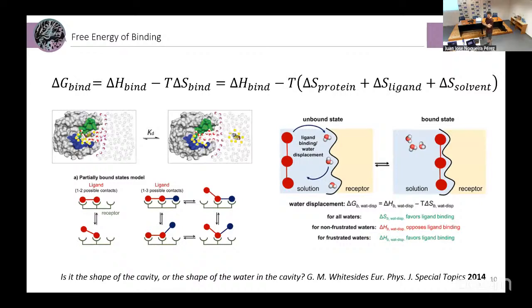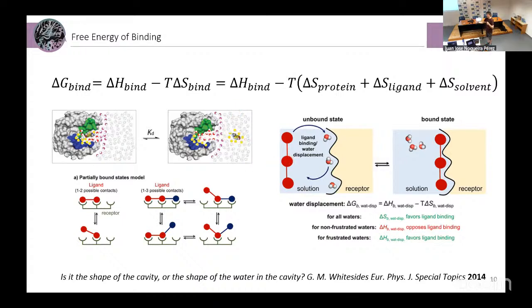Let's focus on entropy, which we are not going to discuss in depth here, and on water. When we have the complex, here we have the protein with the ligand bound. And here we have the protein with the ligand unbound. So this is the process that we are studying. Now let's focus on the active site, or the binding site. Sometimes we have water molecules here. These water molecules need to be displaced by the ligand.